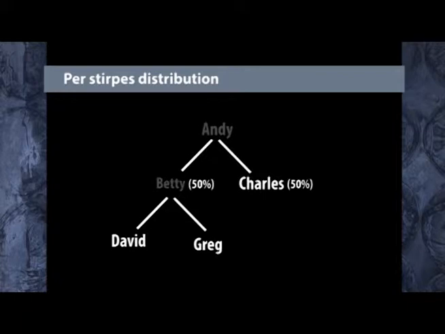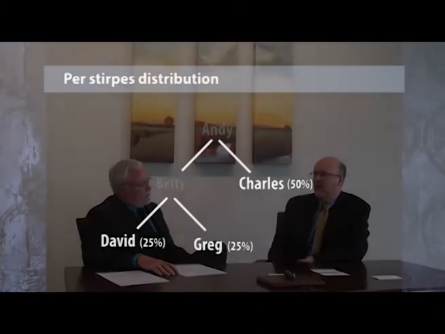So Charles is going to inherit half of Andy's estate. Now Betty's side of the family is also going to inherit half. So when David and Greg inherit, they're going to get a quarter each of Andy's estate. So the net effect is Charles ends up with a half and David and Greg end up with a fourth. And so that's basically how per capita and per stirpes work.